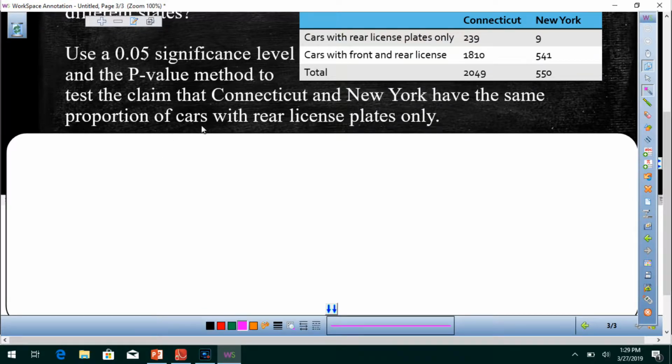All right. So first we have to do a requirement check. The two samples are simple random samples, and we're going to have to trust that. In real life, we would actually investigate it, but here we're just going to trust that. Number two, the two samples are independent because cars and samples are not matched or paired in any way. And three, a success would be a car with a real license plate only. And you see we got 239 here and we got 9 there, so it passes that. So requirement check.